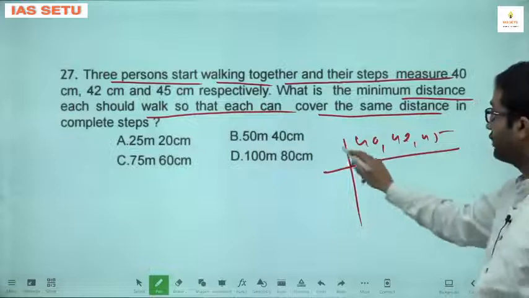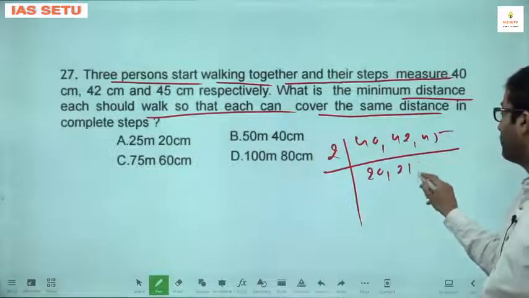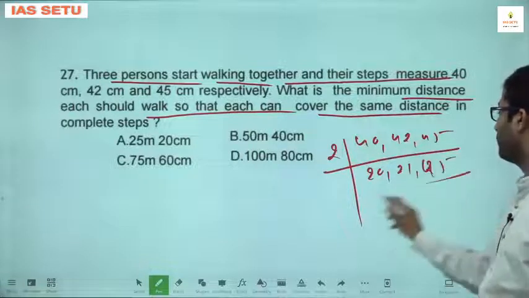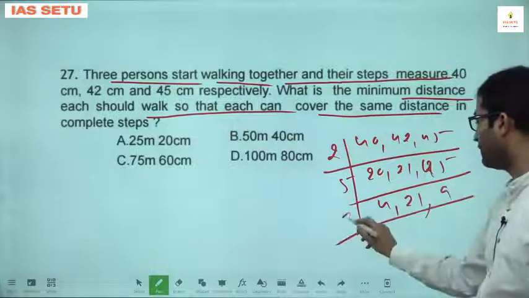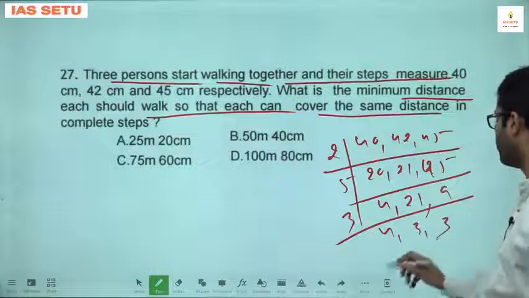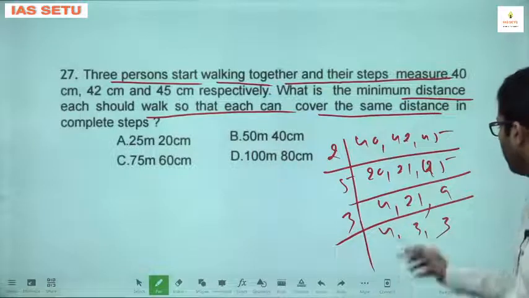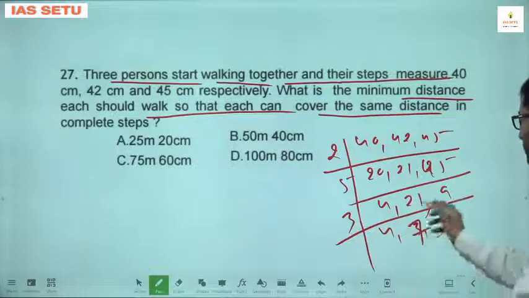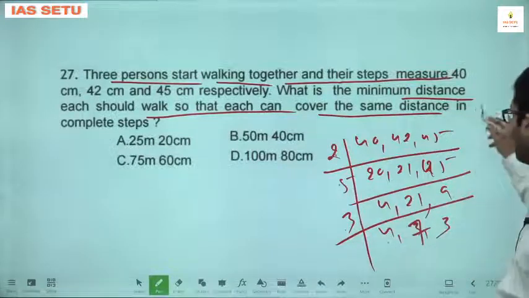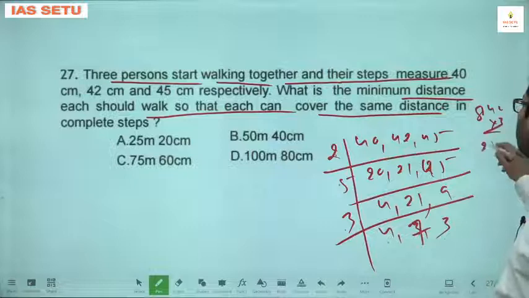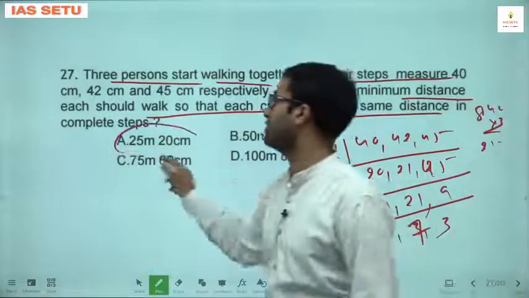Okay. So we take 2 common: 20, 21, 45. We take 5 common: 4, 21, 9. We take 3 common: 4, 7, 3. Sorry, 4, 7, 3, 7. So 10, 30, 120, 840, and 840 into 3 is 2520, which is 25 meter 20 centimeter.